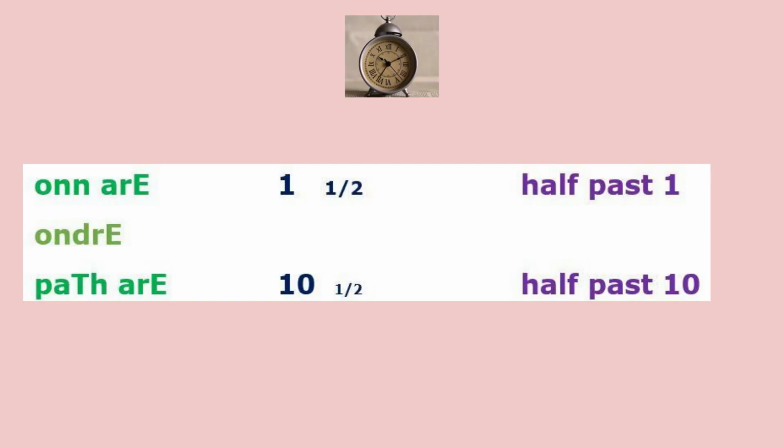Now let us see half. Onnara means 1.5, that is 1:30 or half past 1. One ara. But when people say that, they don't say one ara. Instead, you'll hear it as ondra, and that n and r join, so you'll hear more of a d sound. Ondra. When people ask what time is it, and if they want to say half past 1, they'll say ondra. They don't say onnara. Instead, they'll say ondra.